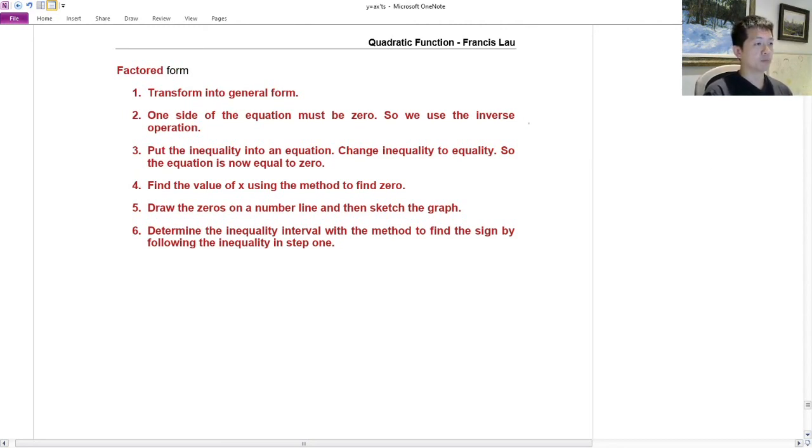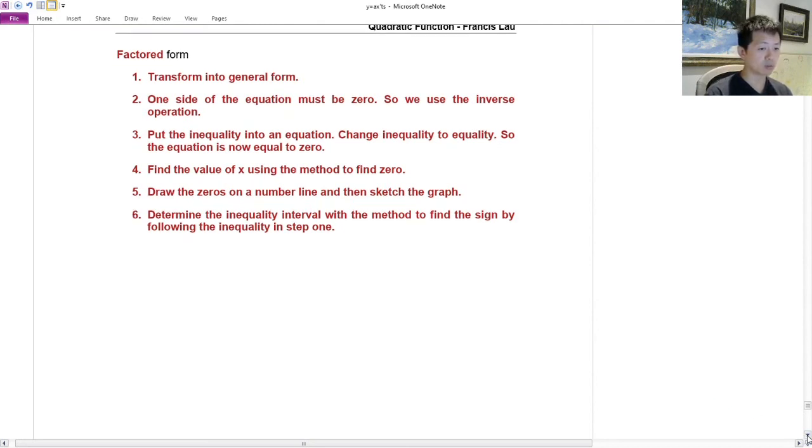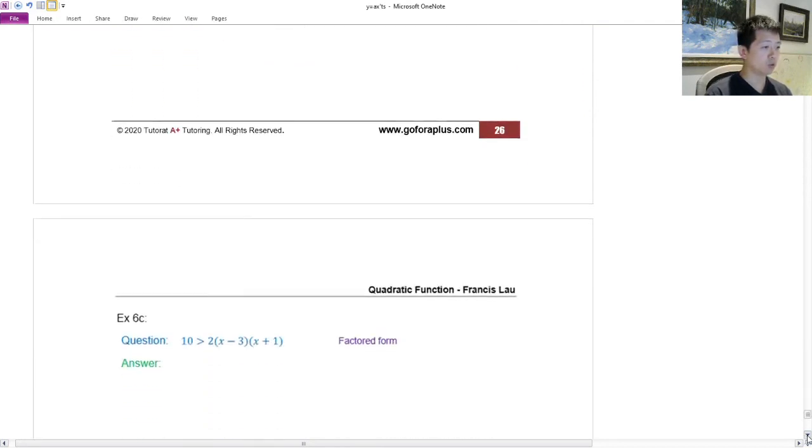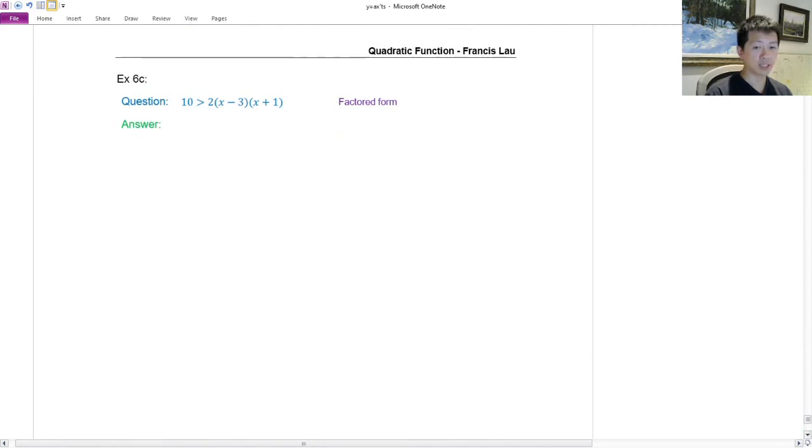Now factor form. If you have any question related to this subject or any subject in high school, you can always ask me on question math. So in here, let's finish up with the factor form. I'm going to let you read this on your own, then I'll do the example.